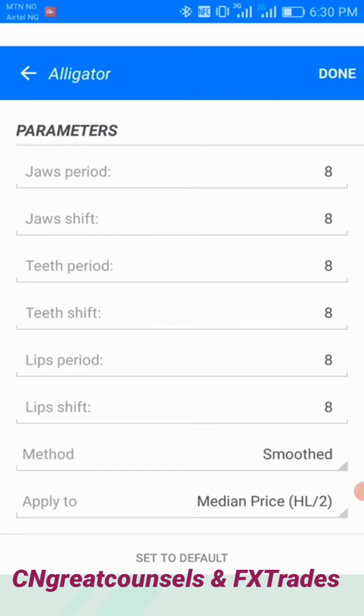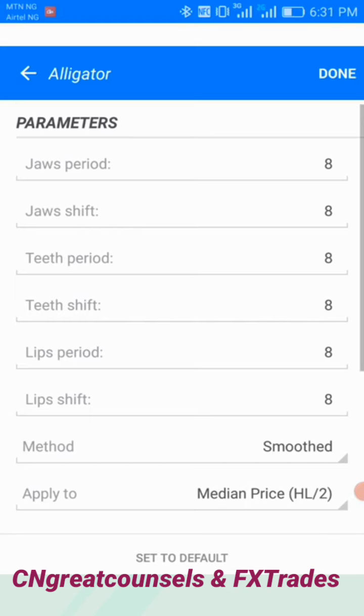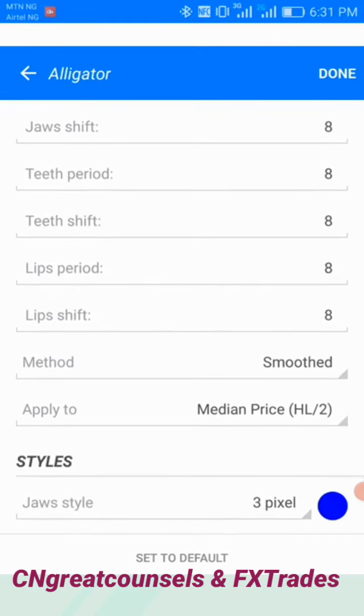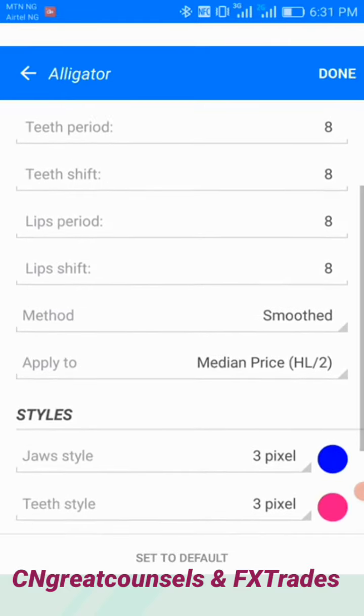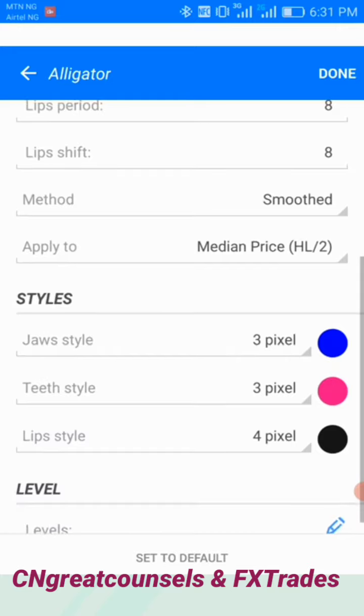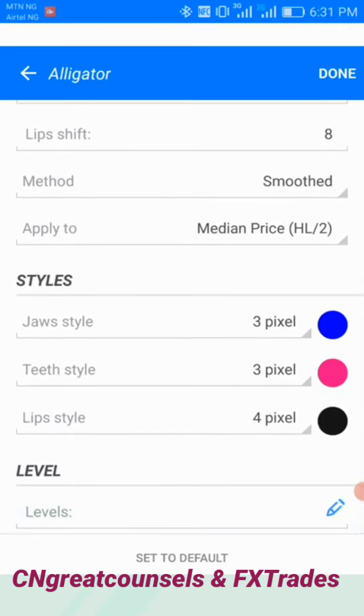Now the alligator: the jaw period is 8. In fact, everything is 8 down. Then the method is smoothed. You apply it to median price, in brackets HL/2. Then the style is jaw, 3 pixels, blue.